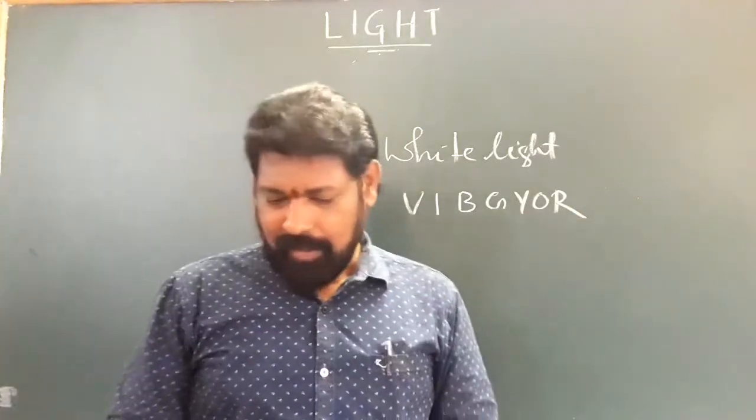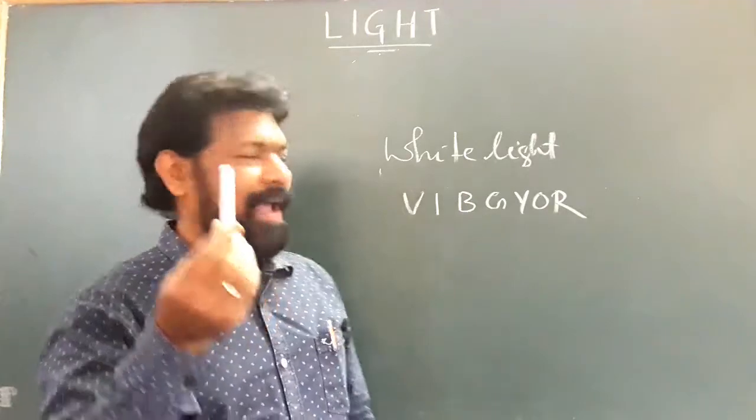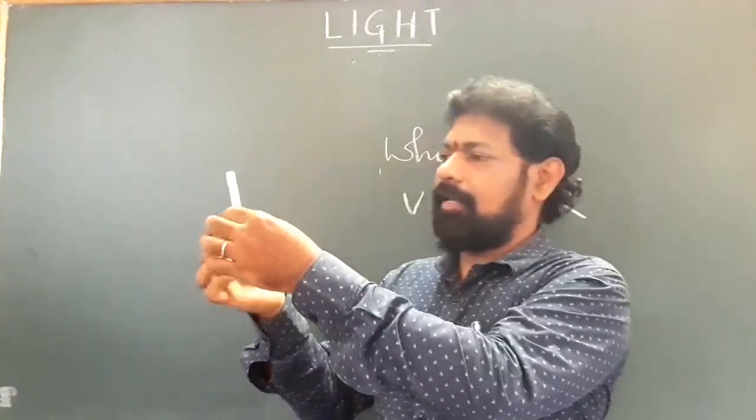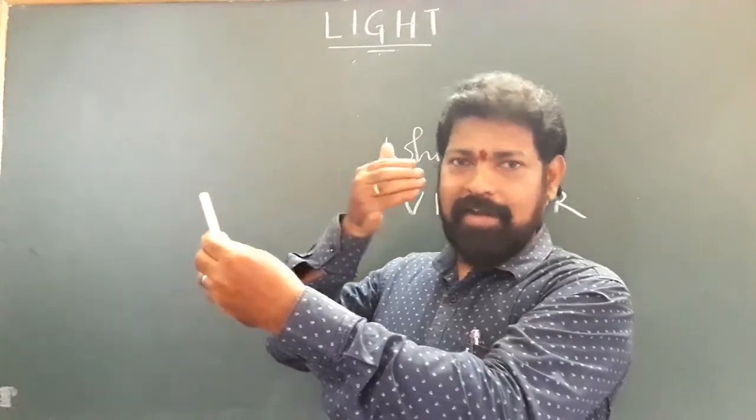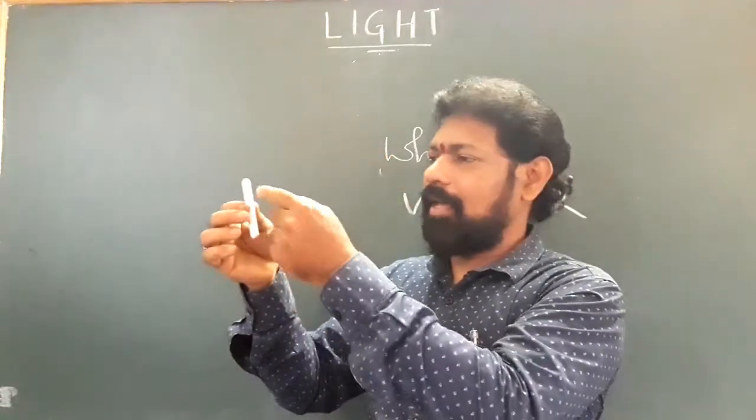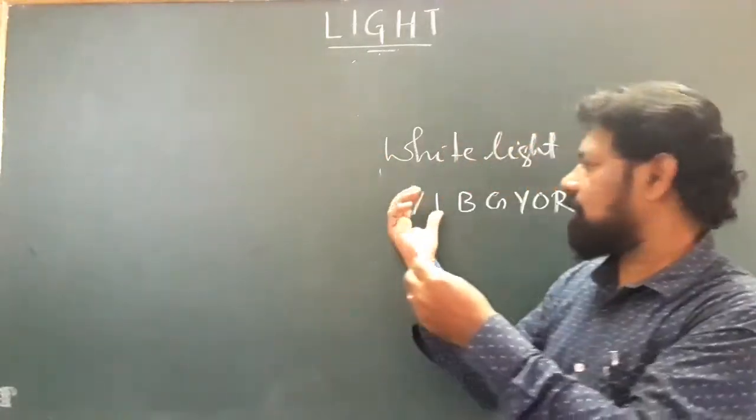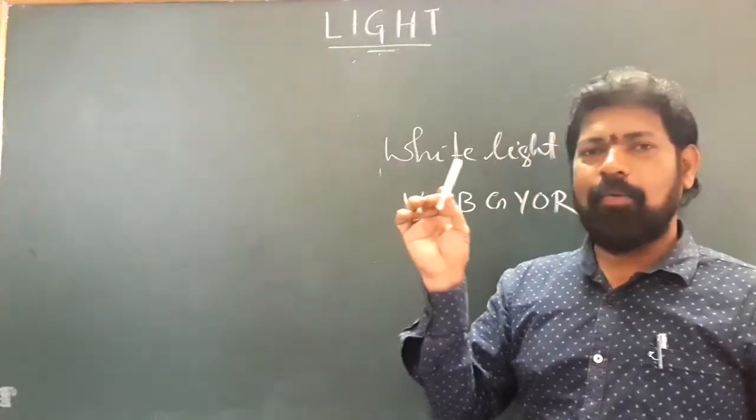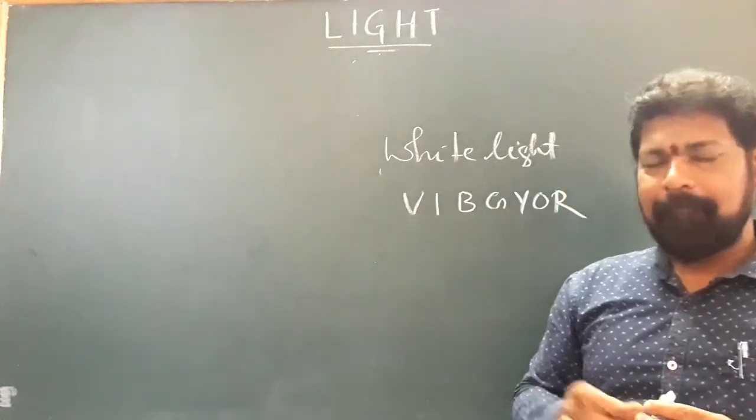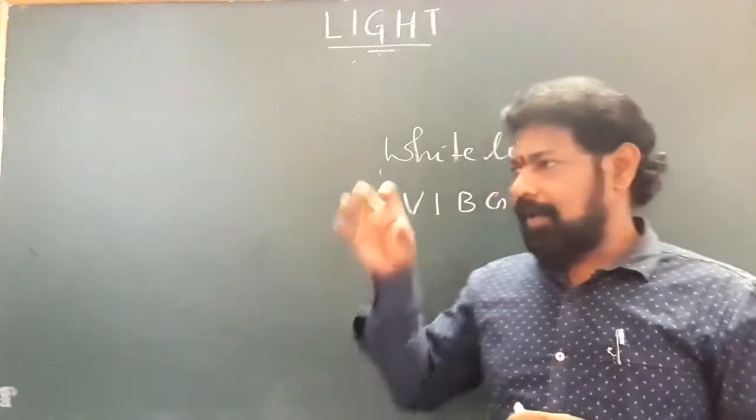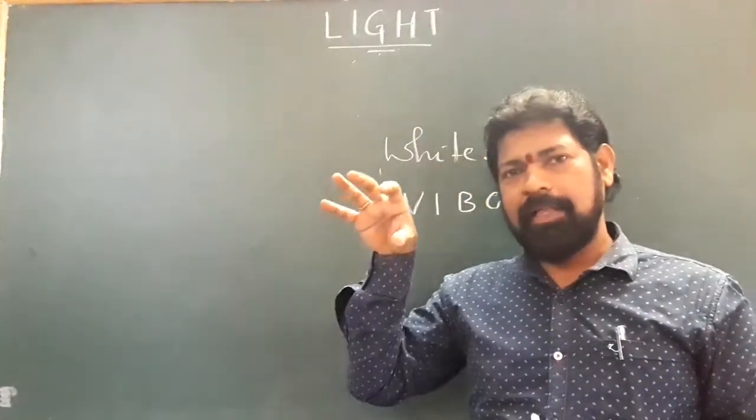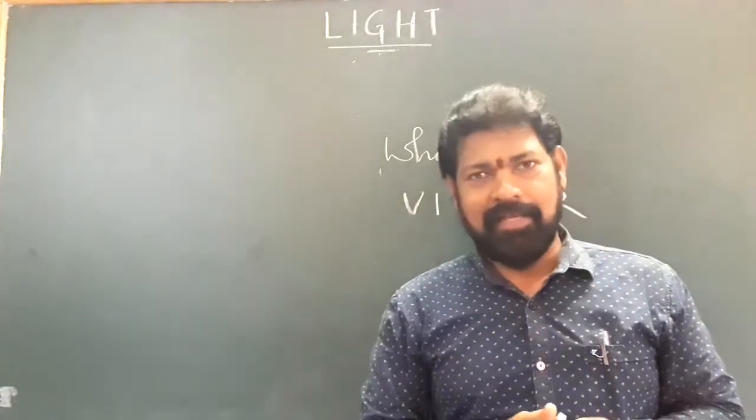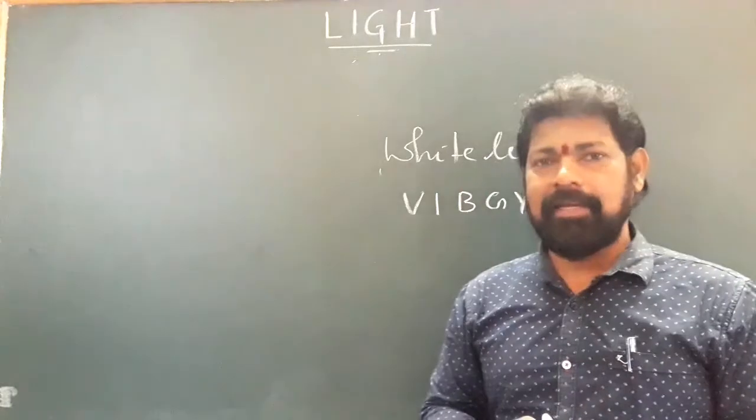So this chalk piece looks white in color. Why? Because when light falls on this body, the total light is reflected back to me, and that's why all 7 colors are reflecting back to my eye. I can see it as white in color. Similarly, when light falls on a black body, the body absorbs all these 7 constituents and doesn't reflect anything, hence it looks black in color.